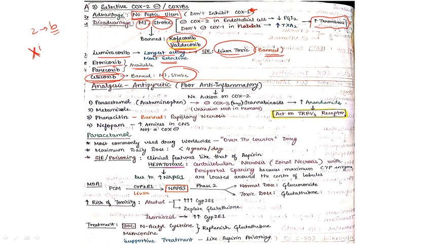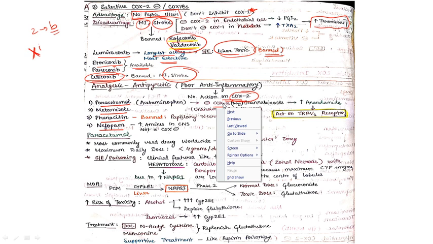Now coming to the last group, that is analgesic-antipyretic, meaning those drugs which have poor anti-inflammatory effect because there is no action on COX-2. So what are the drugs? First is your paracetamol, then metamizole, then phenacetin, then nefopam. Now this paracetamol also inhibits the COX-3 enzyme. Get your point? Now this phenacetin is banned due to papillary necrosis.